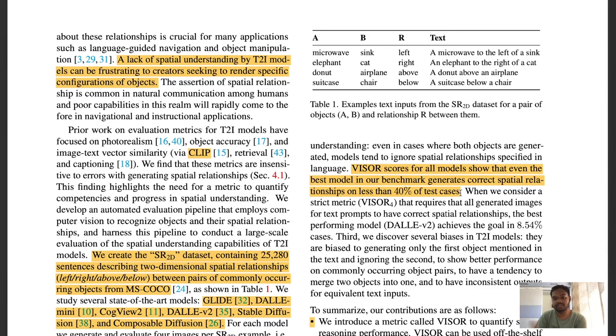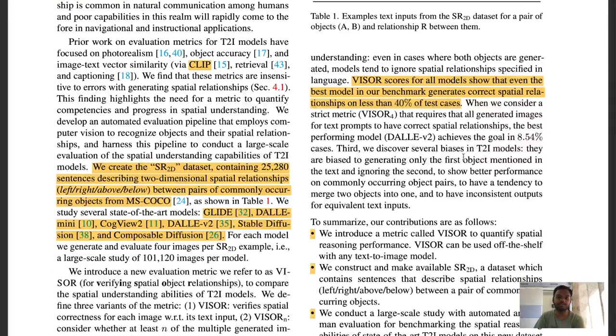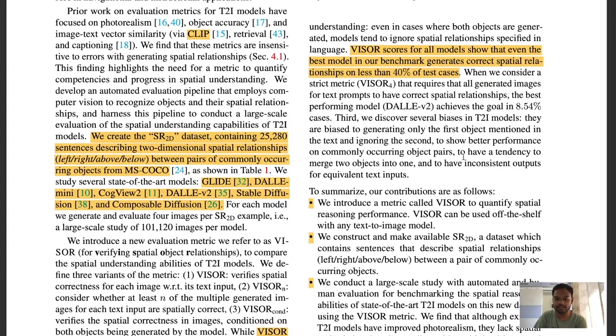So the data can speak for itself, and in this case we have only less than 40% of the test cases which are correct. It's a well-known thing that DALL-E version 2 is an extremely robust and powerful model, and if DALL-E 2 itself can't generate more than 40% accurate results, we can't expect anything better from other models. That's a little disappointing, but again, this is kind of like a bug that they've discovered, so there is room for improvement. That's exactly what this paper is trying to prove here.